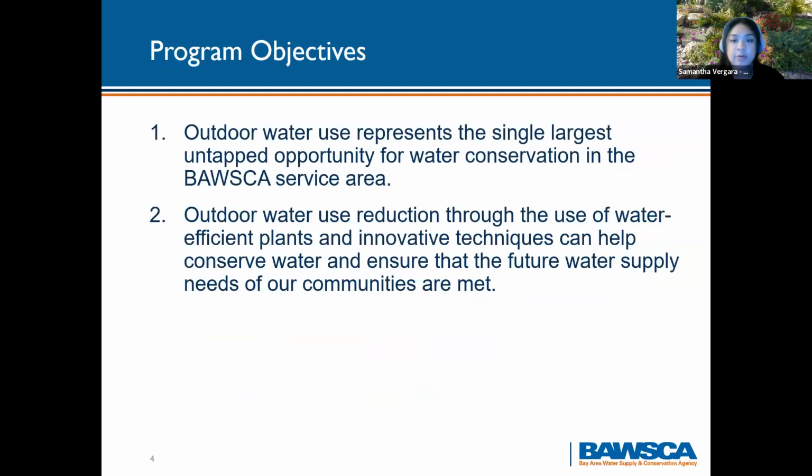In order to meet this goal, BOSCA provides a regional water conservation program to its member agencies. While we've done many different things over the past decade to increase water use efficiency, there's still a lot more that we can do to improve. One way that we can do that is by looking to our outdoor landscapes. Outdoor water use represents the single largest untapped opportunity for water conservation within the entire BOSCA region. BOSCA supports its member agencies in addressing outdoor water use by encouraging the use of water efficient plants and low water use irrigation techniques.